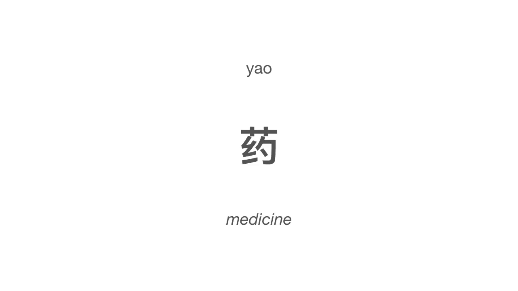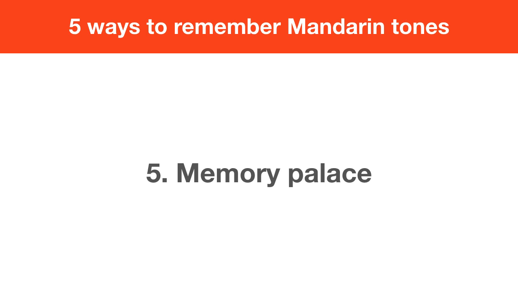Medicine. 药. That's right. And to run is 跑. That's right. And grass. 草. That's right. Tree. 树. That's right. And finally, illness, disease. 病. That's right. As you can see, memory palaces do work.